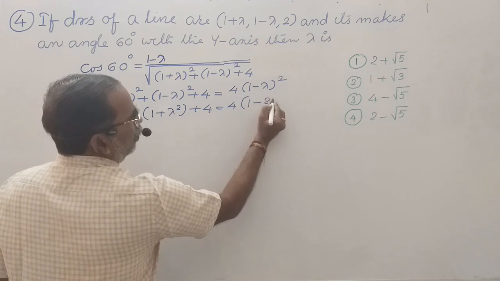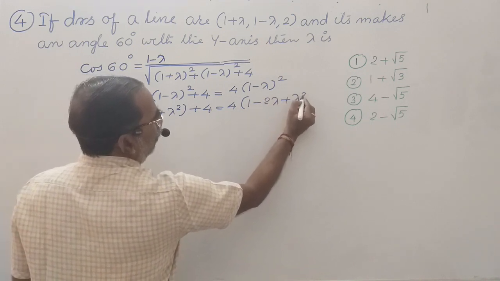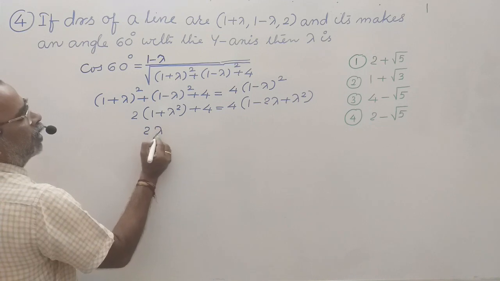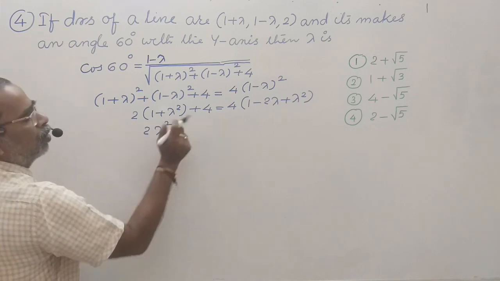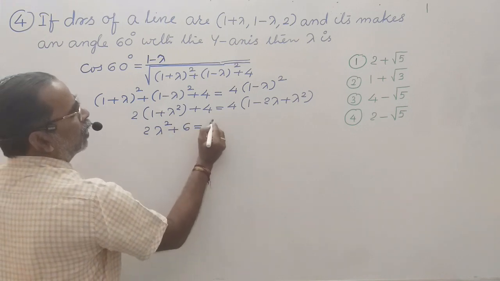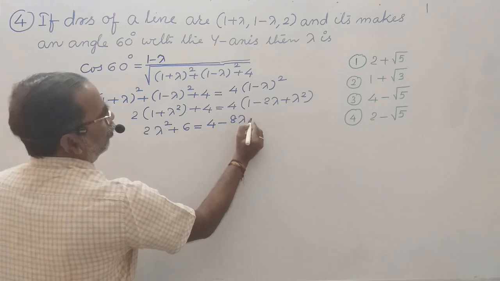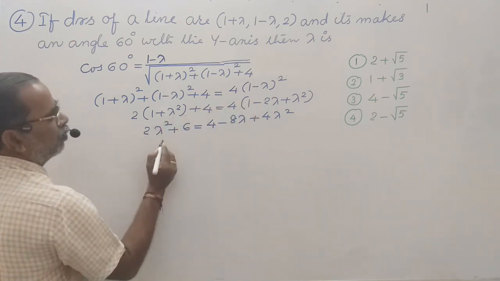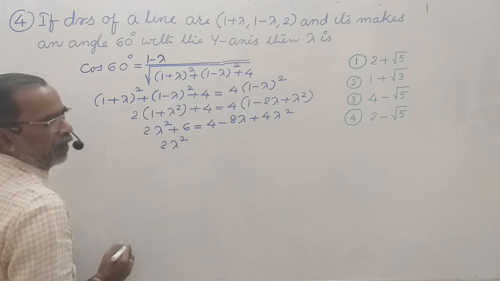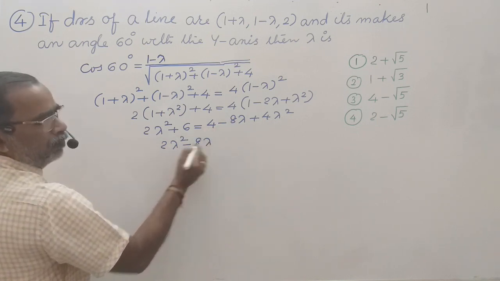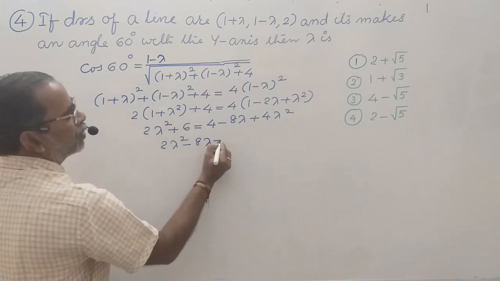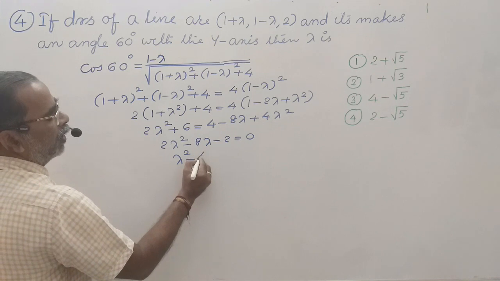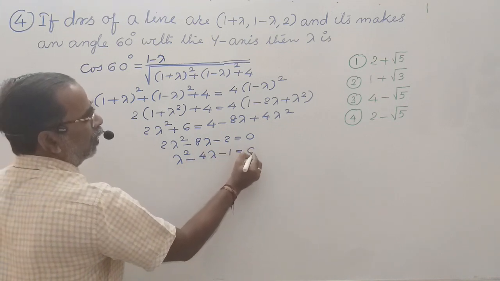I will expand this: 1 minus 2 lambda plus lambda square. We will simplify this. On the left side we have 2 lambda square, 2 into 1 is 2, 2 plus 4 is 6. And here it is 4 minus 8 lambda plus 4 lambda square. Write all the terms on the right side. This becomes minus. Therefore we will have 2 lambda square, there is only 1 lambda term, and the constant 6 becomes minus, it is minus 2, equal to 0. 2 can be taken common. Lambda square minus 4 lambda minus 1 equal to 0.